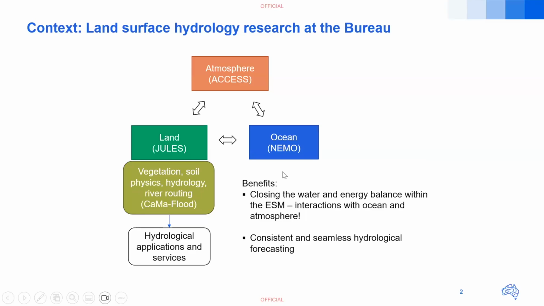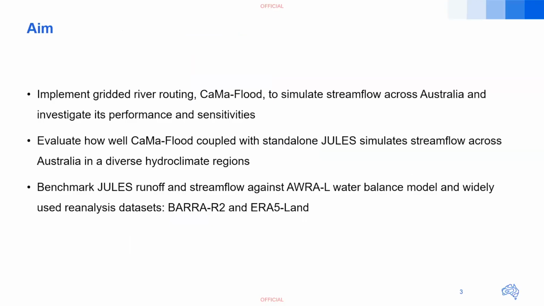And the benefit of this work is twofold. One is that by using JULES and CaMa-Flood, we are much closer to the Earth system model, and this allows us to close the water balance and energy balance. And it also allows more consistent and seamless hydrological forecasting. So the aim of this paper was threefold. One is to implement CaMa-Flood to simulate streamflow and evaluate the performance.